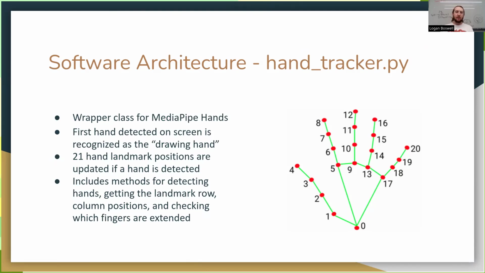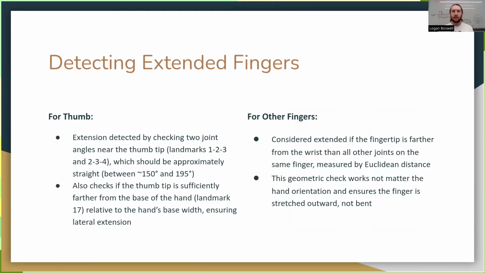With MediaPipe's hand model, there are 21 hand landmarks as outlined in the image over here. At the base of the hand, at the wrist, and then different landmarks for each finger. This class includes methods for detecting hands, getting the landmark positions in their row-column form of the image, which specific pixel corresponds to the landmarks, and then checking which fingers are extended, which is used for gesture recognition and action recognition.